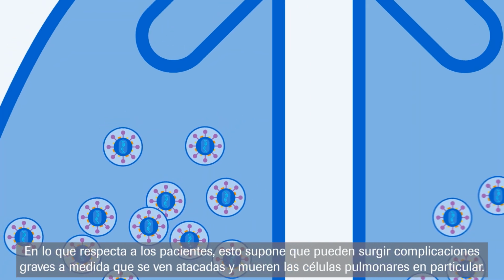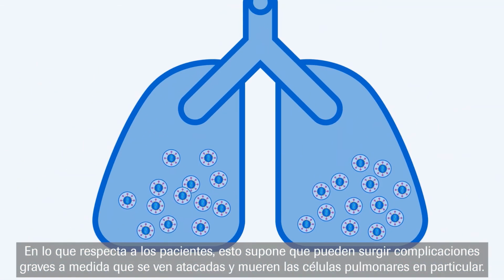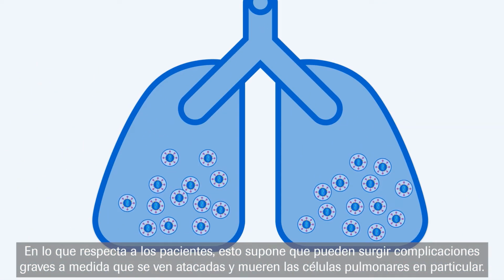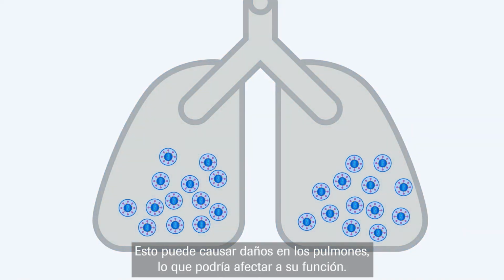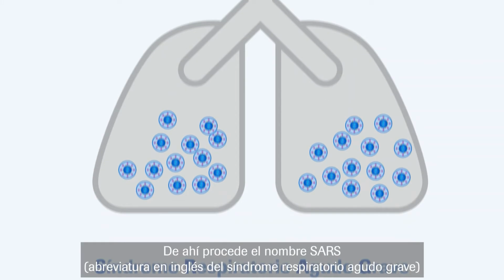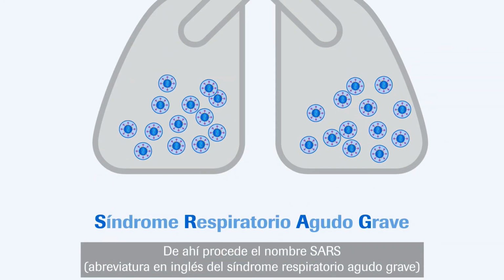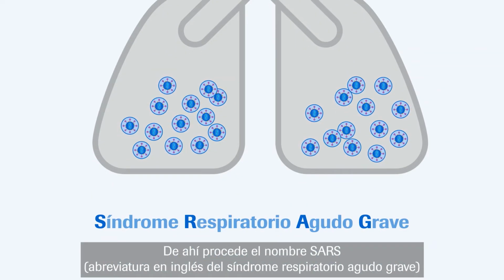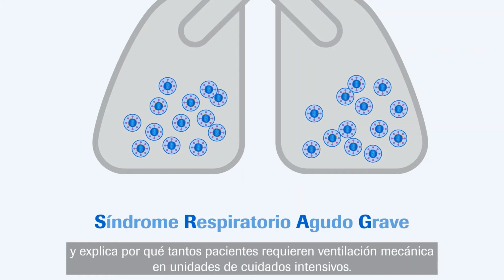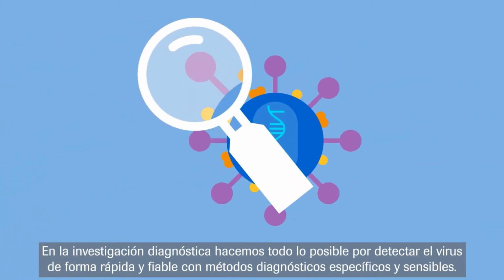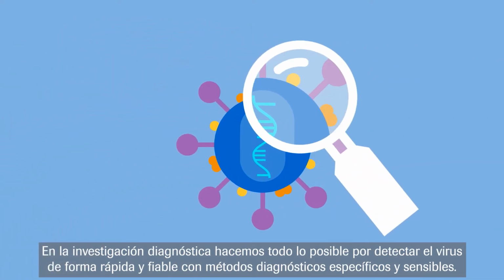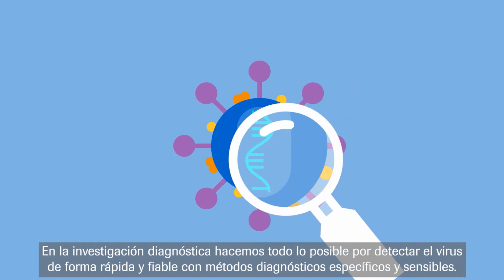For patients, this means that severe complications can arise, as lung cells in particular are attacked and die. This may cause damage to the lungs, which could affect their function. This is where the name SARS comes from, Severe Acute Respiratory Syndrome, and why so many patients require ventilators in intensive care units.